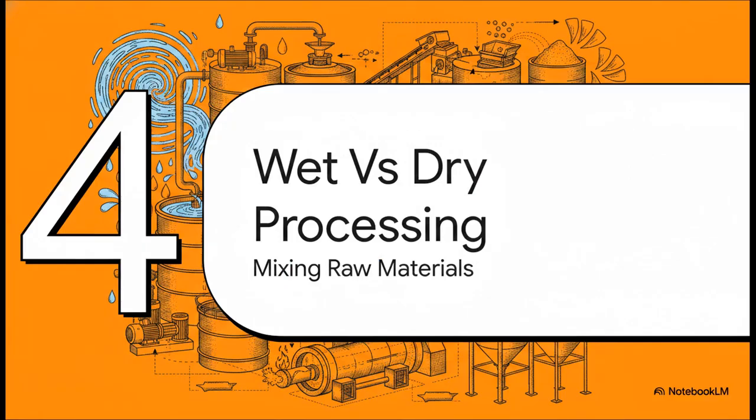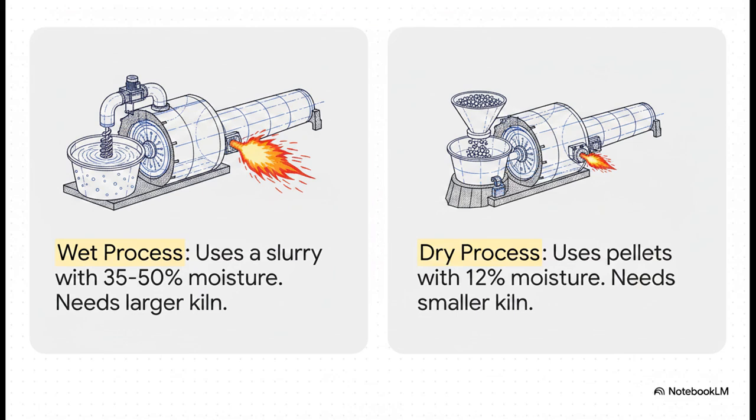All right, let's head into section 4, wet versus dry processing, mixing raw materials. The crucial point in this comparison is really the trade-off between energy and ease. In the older wet process, the raw materials are mixed into a slurry containing about 35 to 50% moisture. Because it's a liquid, it's super easy to mix and get a beautifully homogeneous material. However, you need a much bigger kiln and a massive amount of fuel just to evaporate all that water.